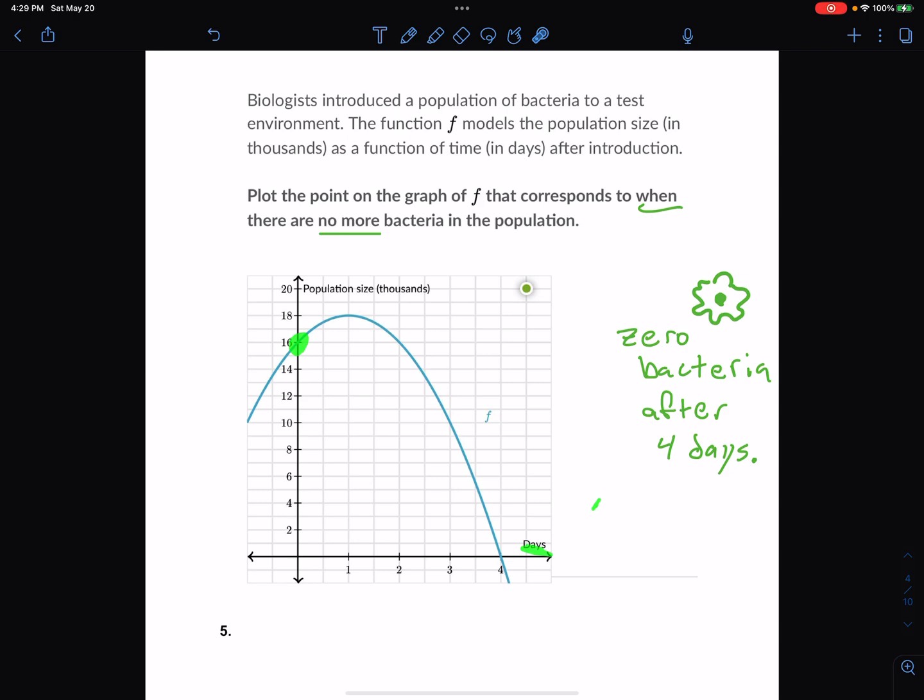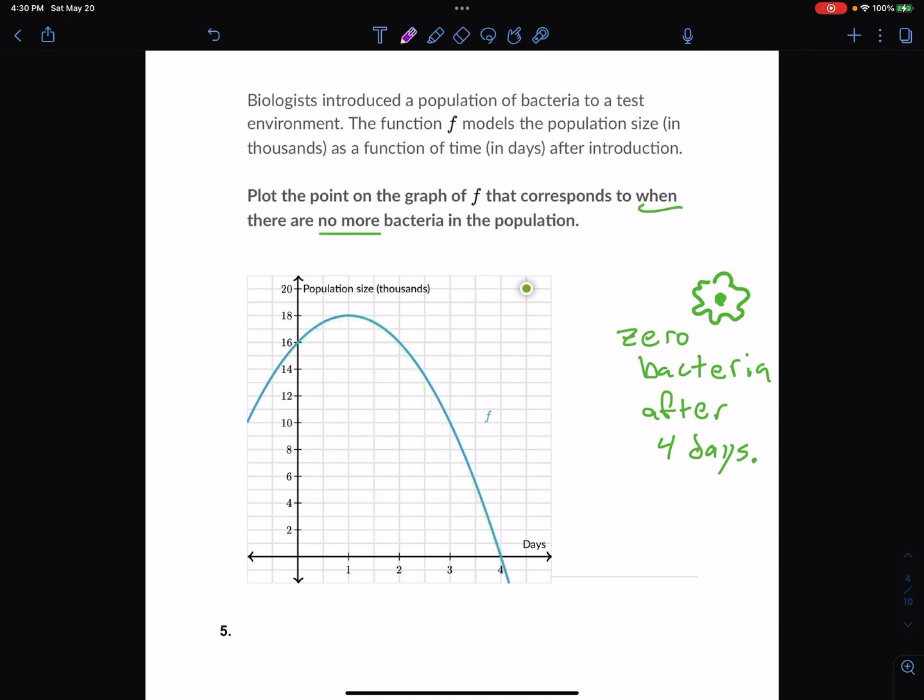What did they say? 16,000 bacteria. All right, and they were growing. They're getting bigger. More bacteria. It hits this maximum. Here's the vertex. If they said what was your maximum amount of bacteria, you'd say 18,000. If they said how many days went by before it hit the max, you would say 1. But that's not what they asked for. They asked when there's no more. So we got to see, where does the bacteria hit 0? Right over here. It's our horizontal intercept right there.